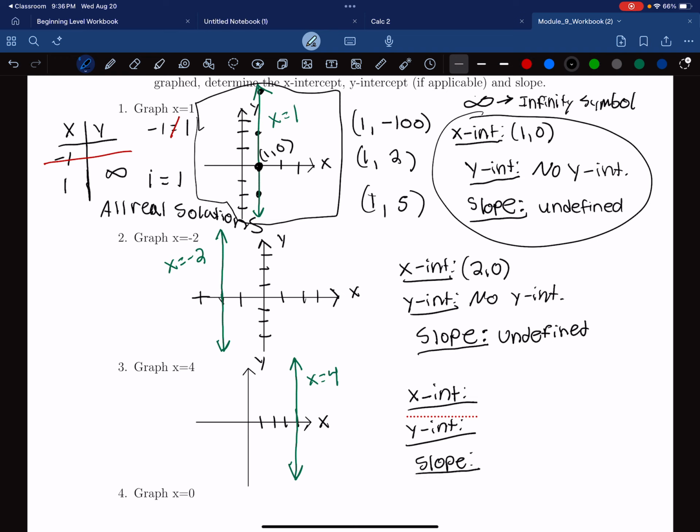Now let's go through it together. So the x-intercept is right here at the point (4, 0). So that is our x-intercept. But our y-intercept, like we've seen with all the other graphs with x equal to some value, we don't have a y-intercept.